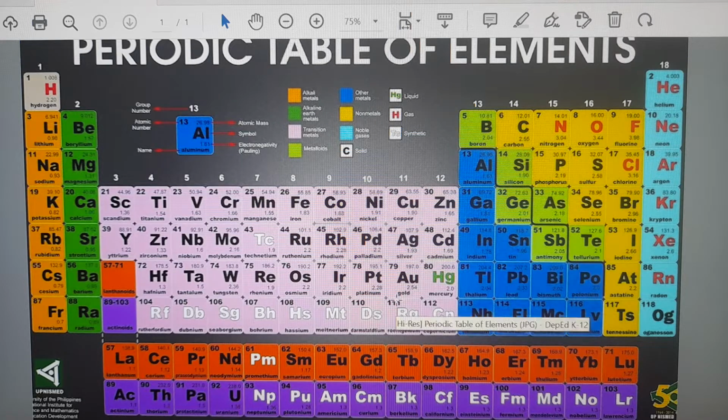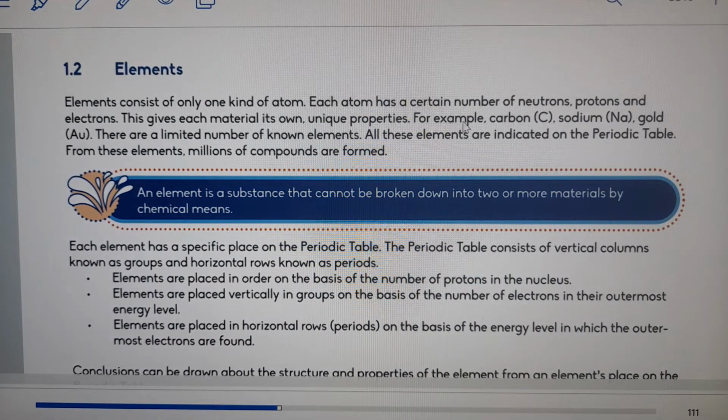So all these things, aluminium, iron, they are elements in the periodic table. Wow, that's something new for you. Let's go back. They say, for example, carbon, sodium, gold, have unique properties. There are a limited number of known elements. All these elements are indicated on the periodic table. From these elements, millions of compounds are formed. So elements as well form compounds.